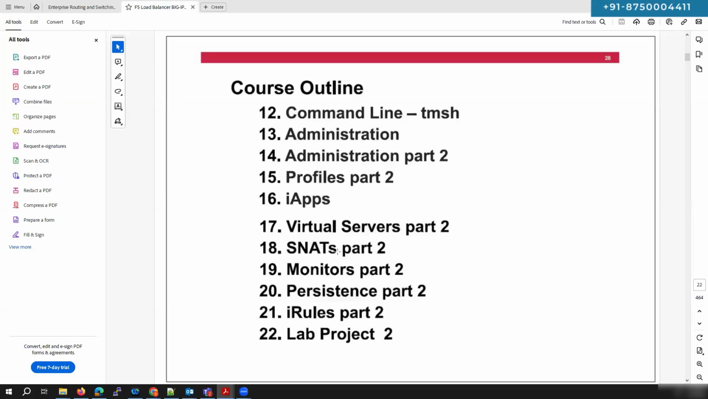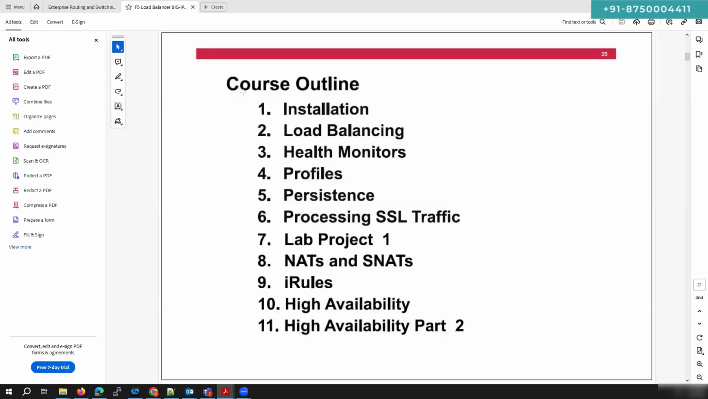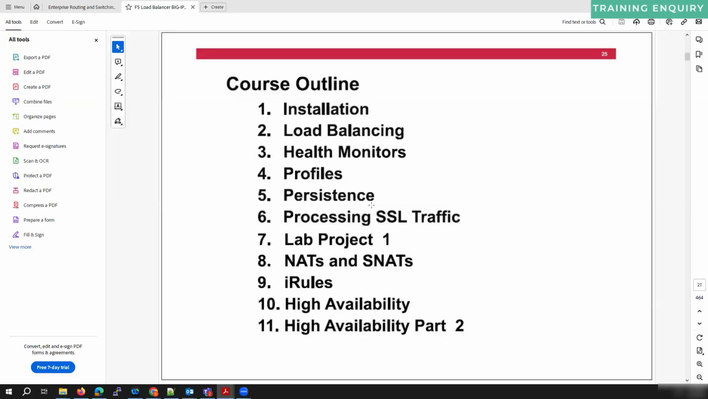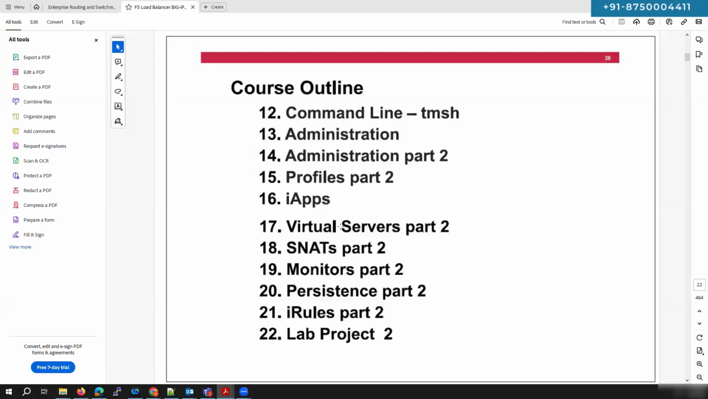Now, I'm not going to cover all these topics in two different parts. If you look at the course outline, profiles are divided into two parts, profiles and then profiles part 2. I'm not going to cover them in two separate parts. Once I start with profiles, I will get it finished. Once I start with the virtual server, I'm going to get that finished. Or if I start with high availability, I will get that finished.